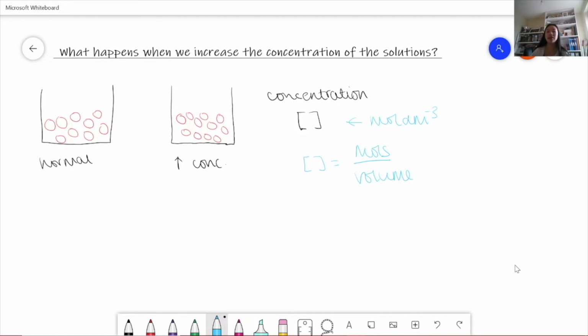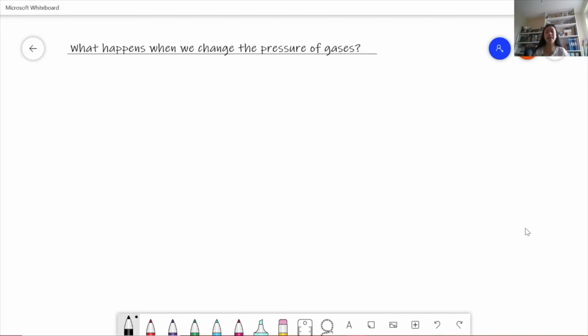So in terms of rate of reaction, when we increase the concentration, because there are more particles, that means there are more collisions per unit time, because if these are all moving about, then these will collide more with each other compared to these ones, because there are more of them. And so the rate of reaction increases when we increase the concentration. And that's because if there's more collisions per unit time, then there is a higher rate of successful collisions per unit time. Now we're going to discuss what happens when we change the pressure of gases.